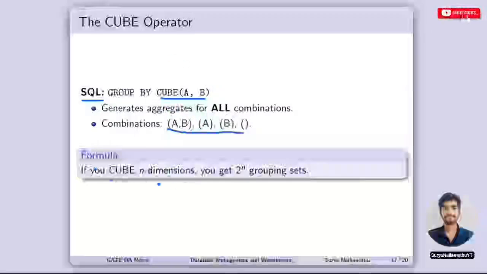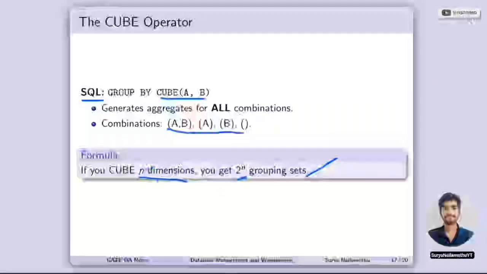And next, the formula for the cube operator of n dimensions is 2 power n grouping sets. So there is a direct question that will be asked: if a cube has n dimensions in SQL, then how many grouping sets will there be? The answer is 2 power n.